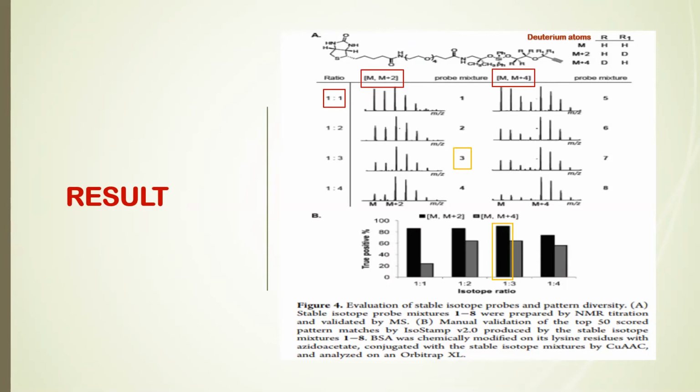Probe mixtures are mixtures of non-deuterated and deuterated probes. For probes 1 to 4, it is a mixture of 0 and 2 deuterium atoms, while for the 5 to 8, it is a mixture of 0 and 4 deuterium atoms. And based on the results that we got, probe mixture 3, which is this one, gave the highest true positive result.